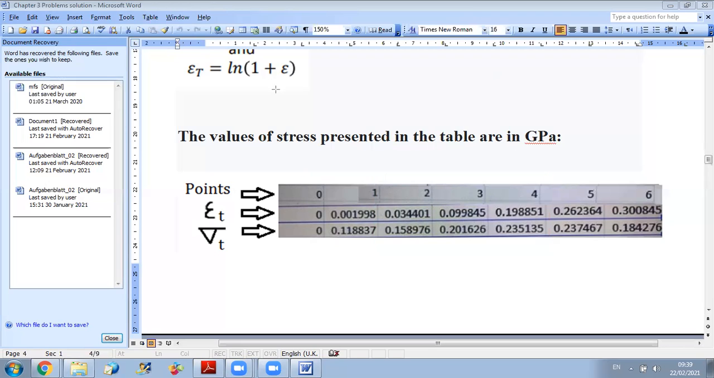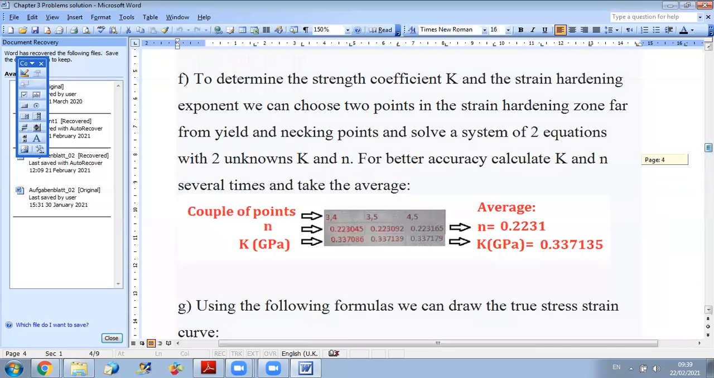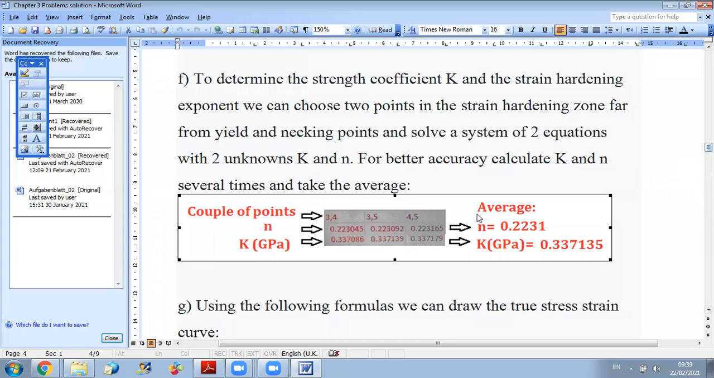So this is about calculating the strain hardening exponent and the strength coefficient. And of course here n is without unit, and K will have the same unit as sigma. So if sigma true is in gigapascal, the value of K you obtain will be in gigapascal.